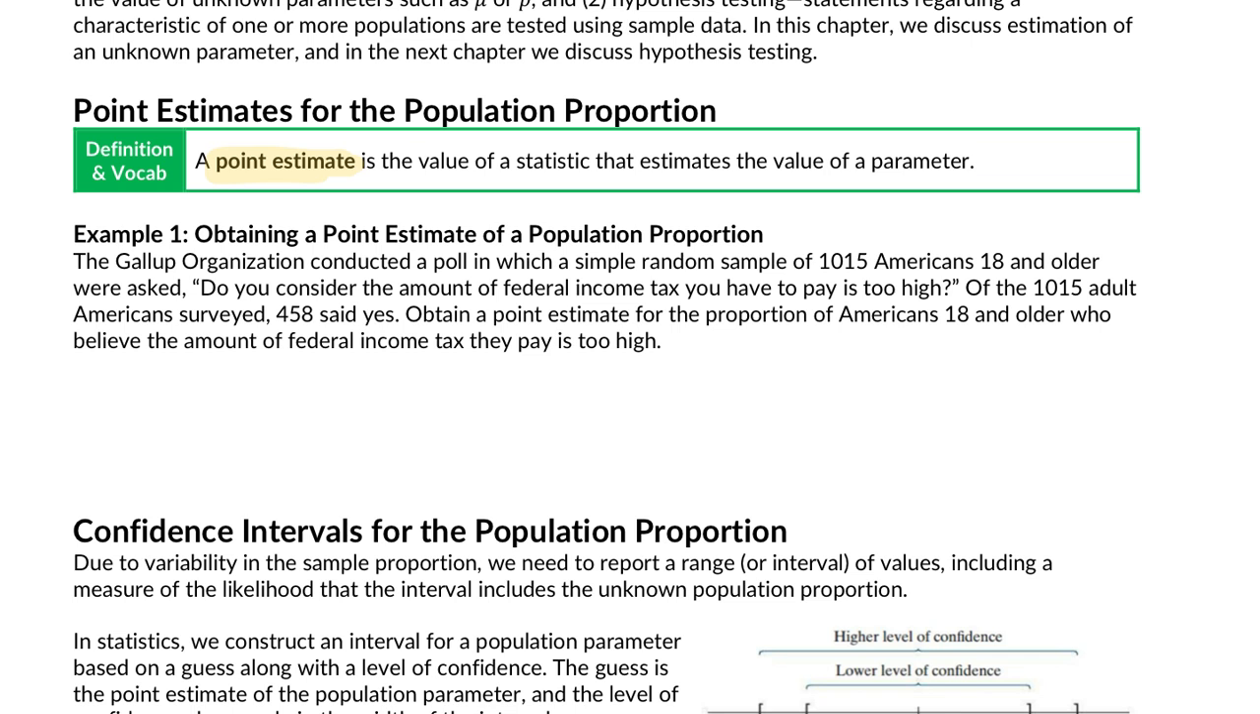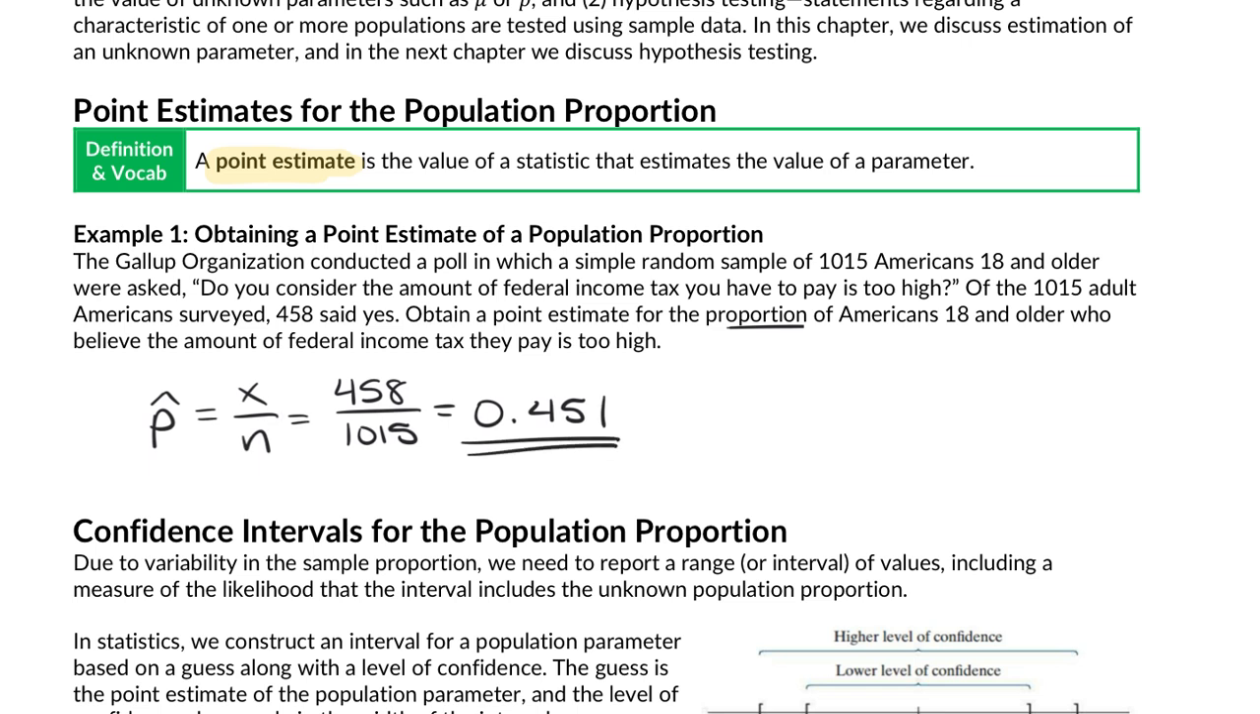Since we're looking for the proportion, that's p hat. So the proportion is x over n. For us, that means 458 were yeses out of the 1,015. And if you do that math, that's 0.451. That's a point estimate for this proportion. You're like, Ms. Quigley, that's literally just the proportion of the population. I hear you. Yes, that's a point estimate.